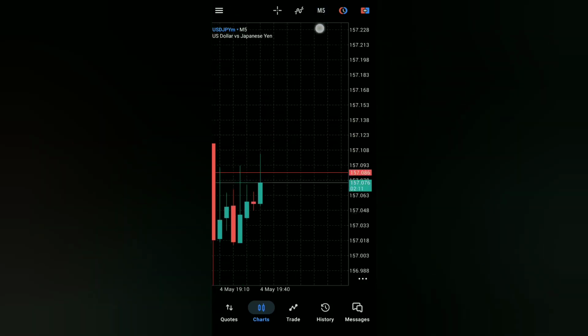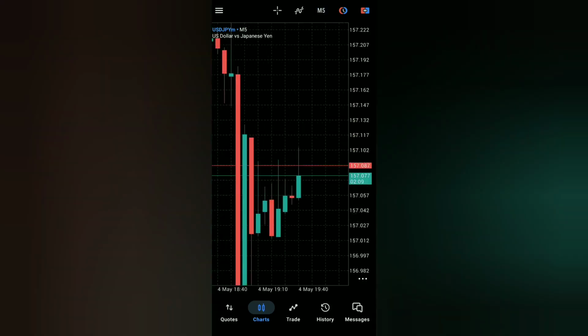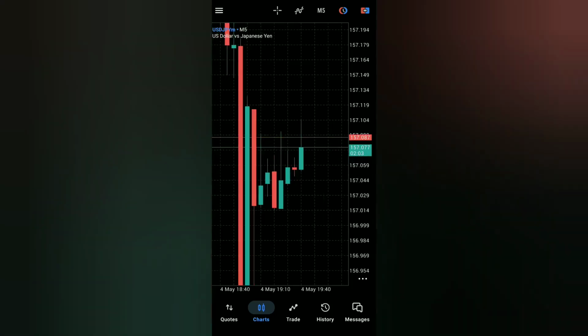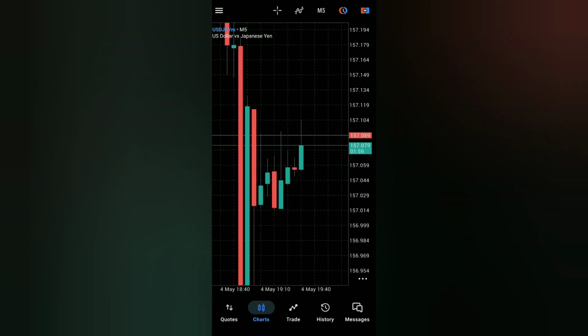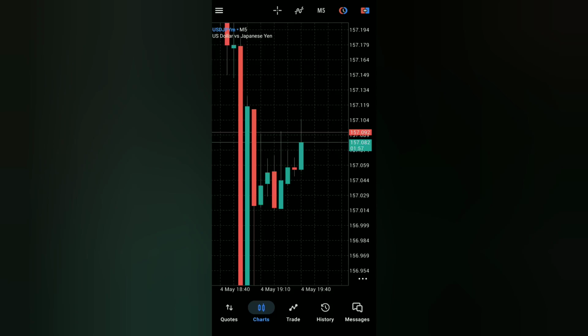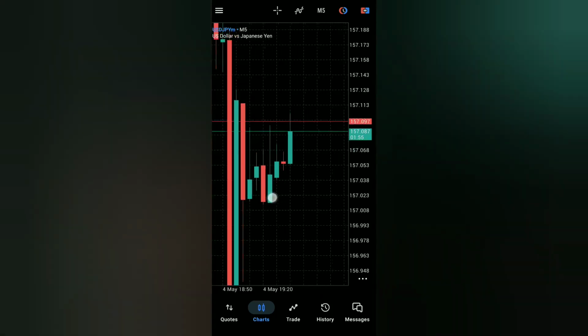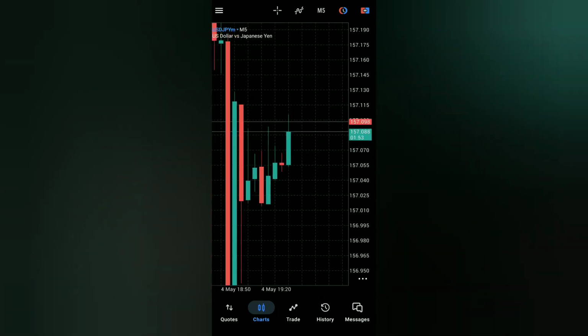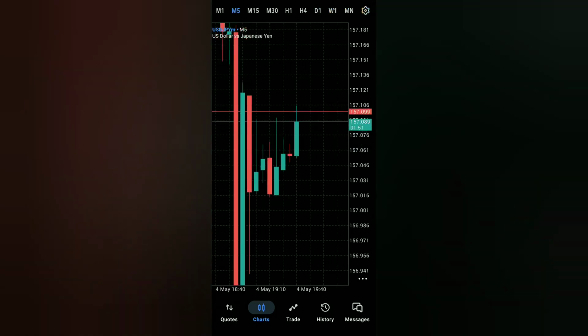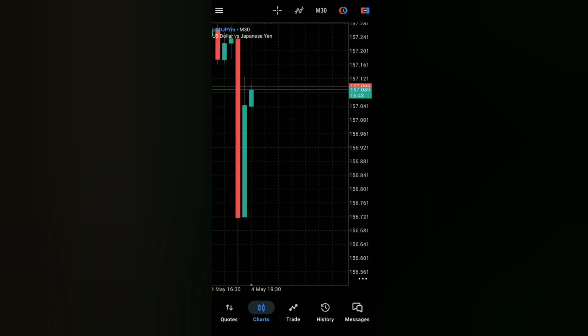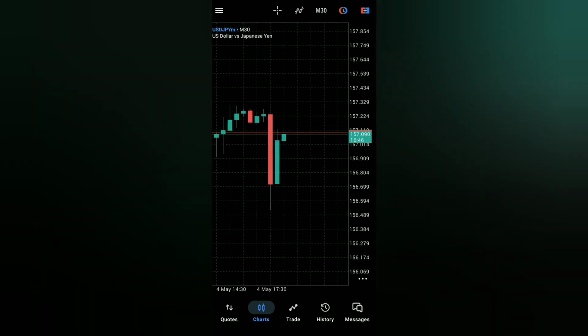So 5 of that 1 minute candle will give you just one 5 minutes candle. Then 5 times what will give you 30? 5 times 6 will give you 30. So that means 6 of this 5 minutes candle will give you a 30 minutes candle. So this one is the 30 minutes candle.